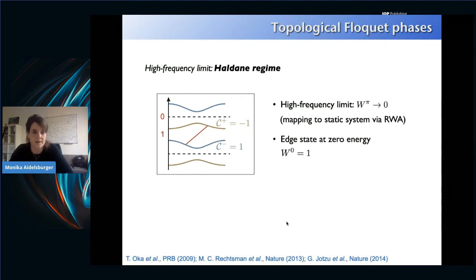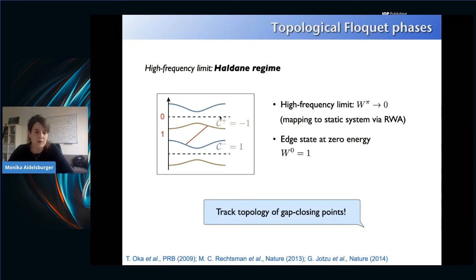Okay, and then the idea, in order to track the topological properties of our system, is to start in a well-characterized high-frequency limit, the Haldane regime, where we know what the topological properties of the phase are. That is, we know that the Chern number of the two bands is plus and minus 1. There's an edge mode at 0 energy, and there's no edge mode between Floquet zones, because we also know that we can map it to a static system via the rotating wave approximation. And then the idea is to track how the topology of the band changes across the topological phase transition points. So we characterize the geometric properties of these gap closing points.